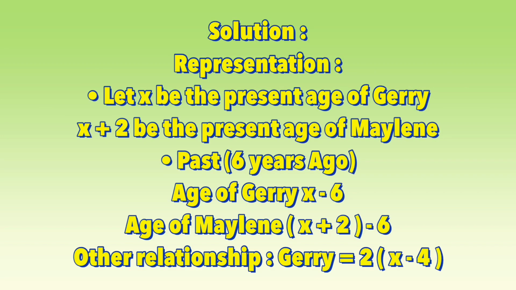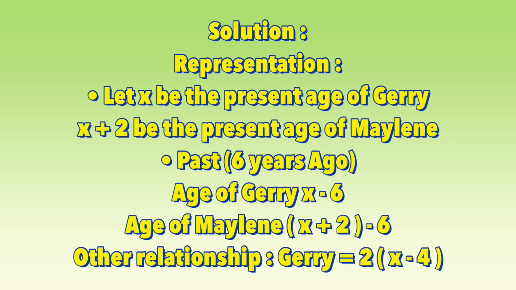So our solution is we first have to make a representation. Let x be the present age of Gerry because we do not know the age of Gerry. And Maylene is already identified as 2 years older than Gerry, so Gerry is x. That's why our expression is x plus 2 for the present age of Maylene.